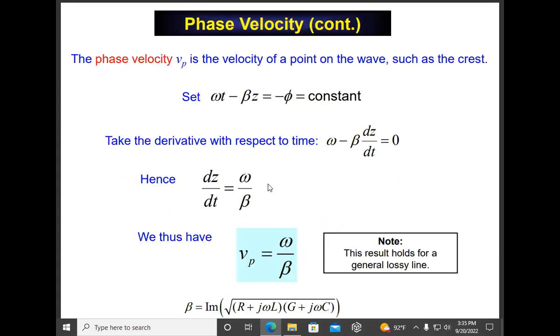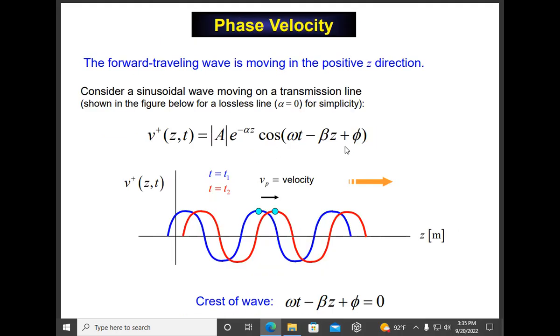So what is it? Okay, now it's easy to calculate. Let me do that. So, point of constant phase. That's where all this is a constant. Now, if you want the crest, then set it equal to 0 or 2 pi.